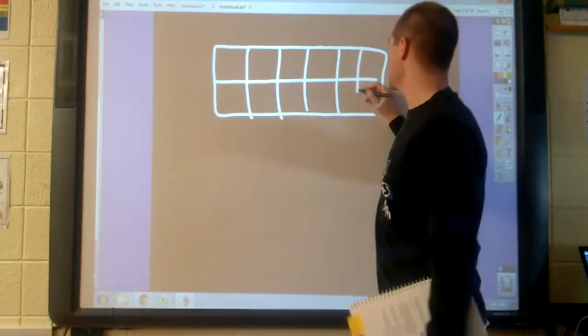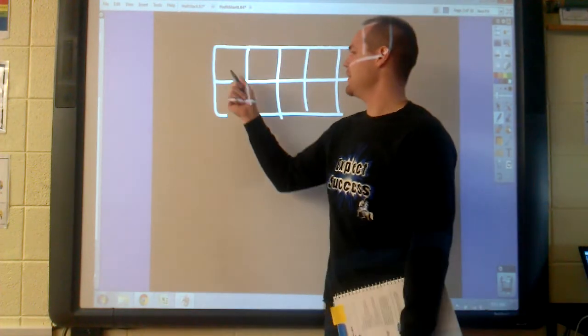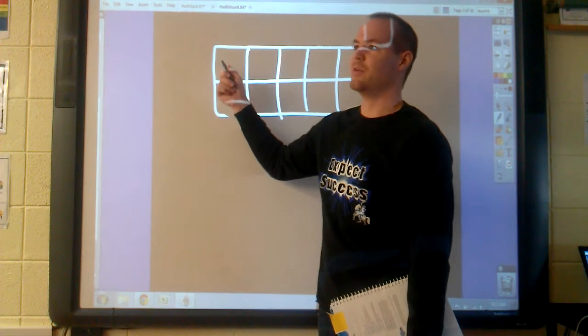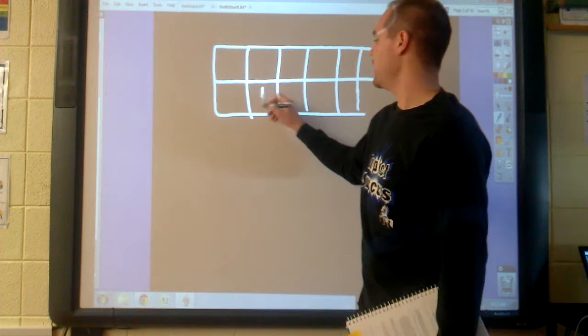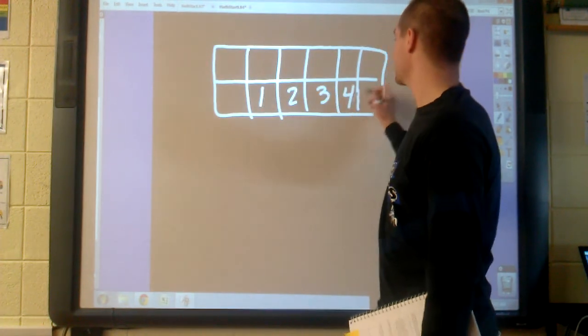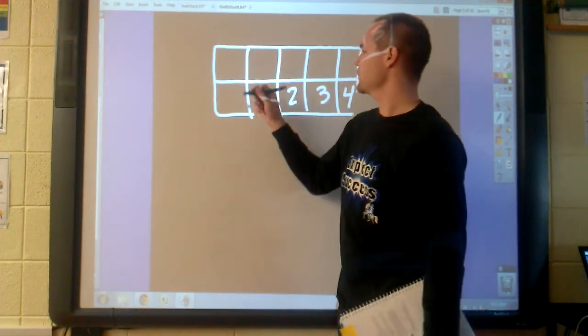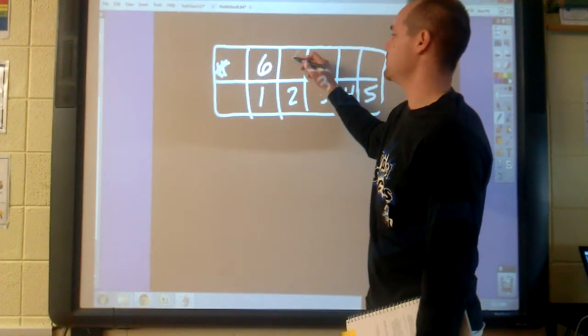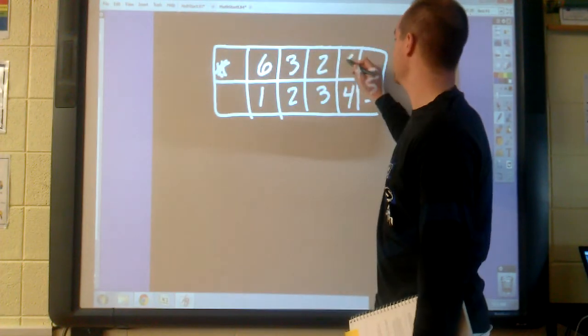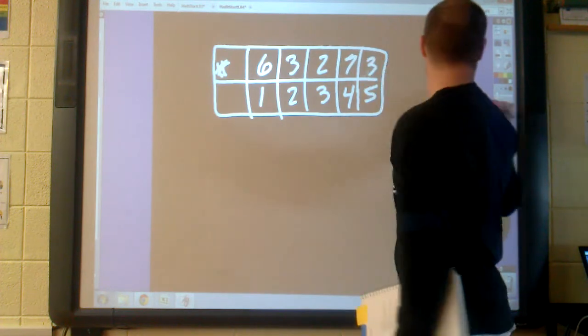And we've seen information presented in this form. Maybe they have number of pickles eaten per day, and then they'll have the number of days. So they'll have 1 day, 2 day, 3 day, 4 day, and then the 5th day. And then they might have number of pickles. Okay, and they'll write 6 pickles, 3 pickles, 2 pickles, 7 and 3.